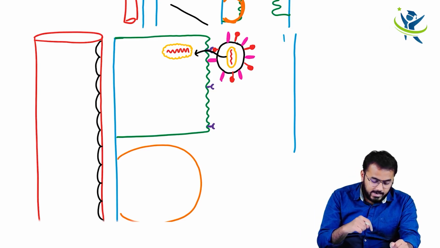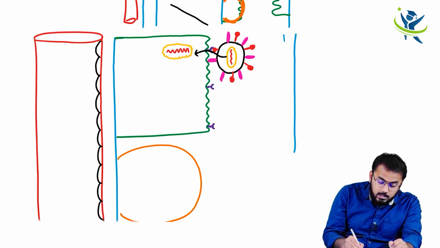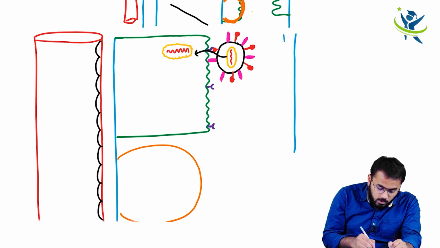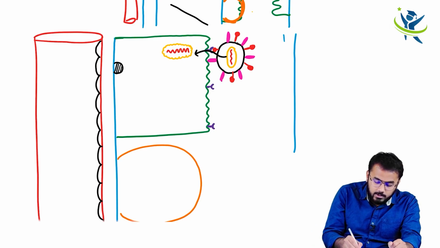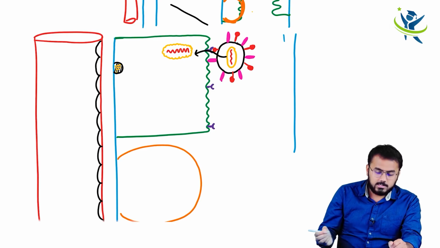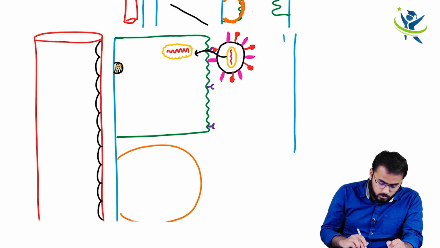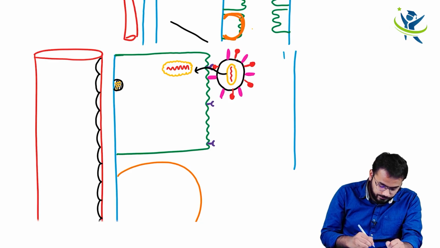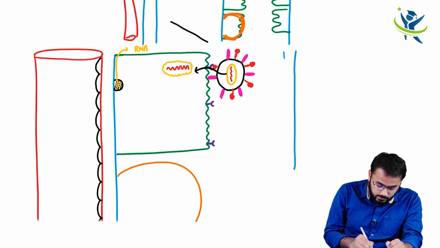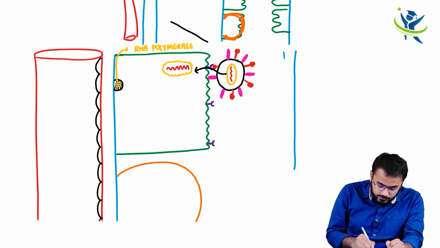Now, inside the respiratory epithelial cell, you have got a special type of enzyme. So this is a special type of enzyme. And what is the name of this enzyme, guys? The name of this enzyme is RNA polymerase. Okay. So where do I write this? Here. This is RNA polymerase. The name of this enzyme is RNA polymerase.